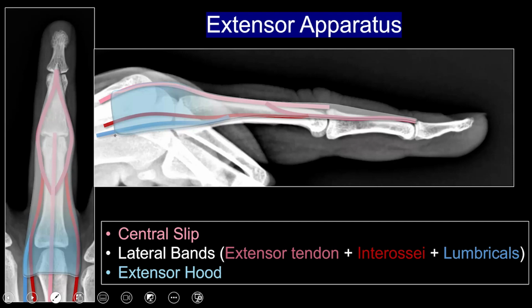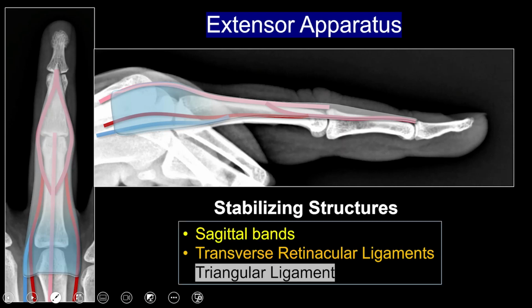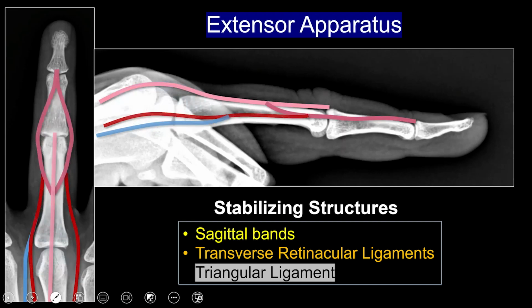The detailed anatomy of this extensor hood I will talk to you about a little later, but that's the extensor hood, made up of multiple tendons, ligaments, and bands. This extensor hood is stabilized by soft tissue structures. We have the sagittal bands, we have a transverse retinacular ligament, and the triangular ligament. So that's the anatomy. Now let's remove the extensor hood from this image, and I will tell you the position of the sagittal bands and the different ligaments and laminas.